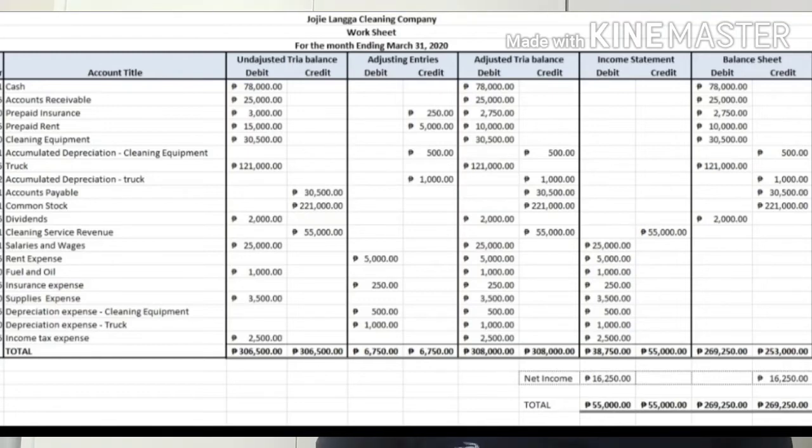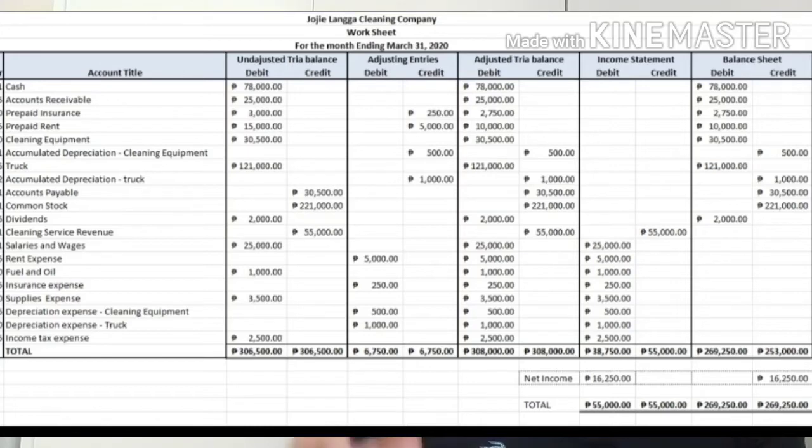Cash is an asset, so it's not in the income statement. Accounts receivable, asset, not in the income statement. Prepaid insurance, asset. Prepaid rent, asset. Cleaning equipment, asset. Accumulated depreciation, cleaning equipment, contra asset. Truck, asset. Accumulated depreciation, truck, contra asset. Accounts payable, liabilities. Common stock, stockholders' equity. Dividend, stockholders' equity.